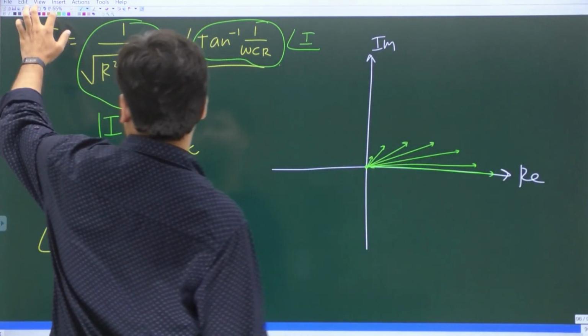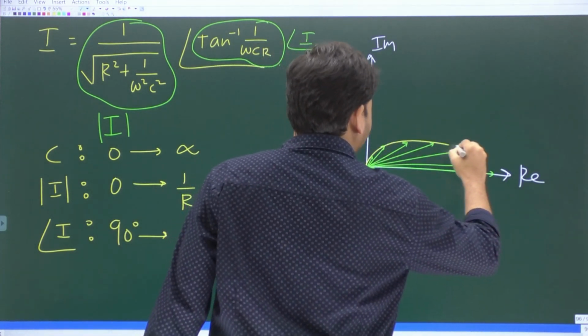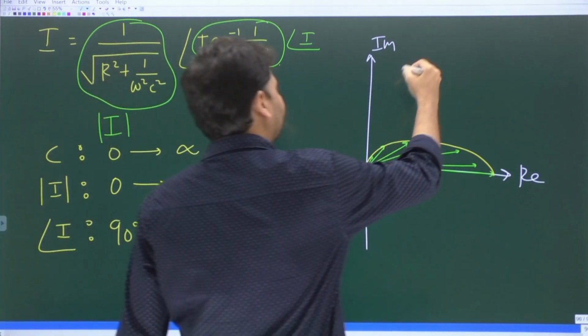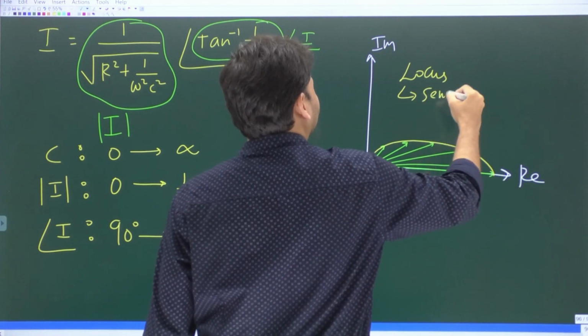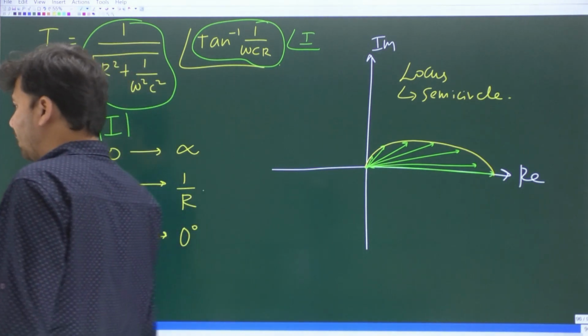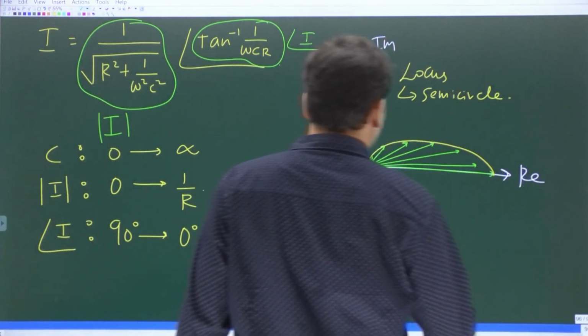So once I draw these phasors, I'll just join the tips. When I join the tips, I sort of get a semicircle. Okay, so what is the shape of the locus? It is a semicircle, which you can see it lies in first quadrant. Okay, semicircle lying in first quadrant.